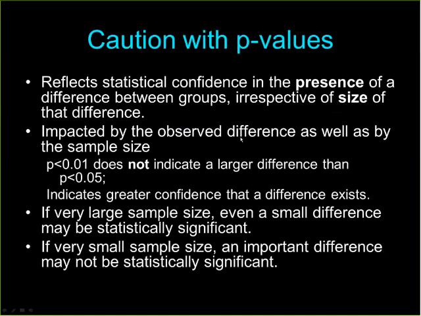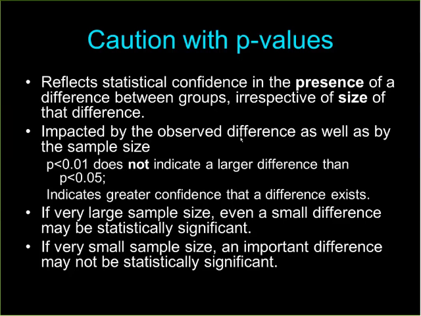We also need to have caution with p-values. There's a lot of attention on the p-values. Are they significant or not? These reflect the statistical confidence in the presence of a difference between groups, irrespective of the size of that difference. So it's impacted by the observed difference as well as by the sample size. The larger the sample size, the more confident we can be that the given difference is significant. So a p-value of less than 0.01 does not indicate a larger difference than a p-value of 0.05. It just indicates we have a greater confidence that a difference actually exists, whatever it is.